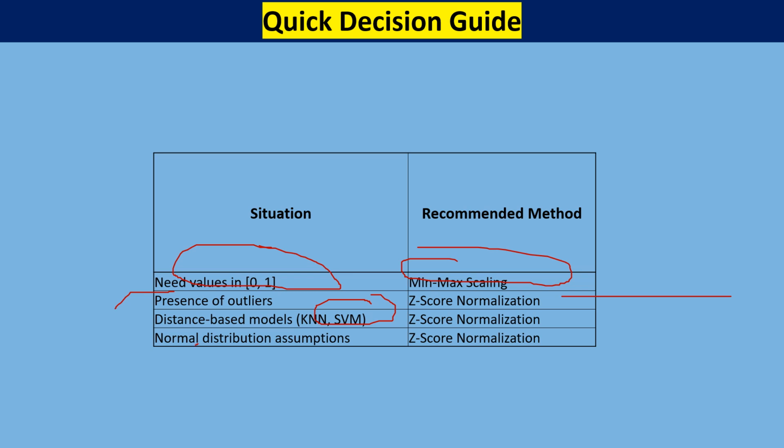Normal distribution assumptions: z-score normalization. Again, some algorithms like linear regression, PCA, and naive Bayes assume the input features are normally distributed. Z-score helps meet this assumption by shaping the data to a bell curve structure centered around 0, which enhances performance and accuracy.